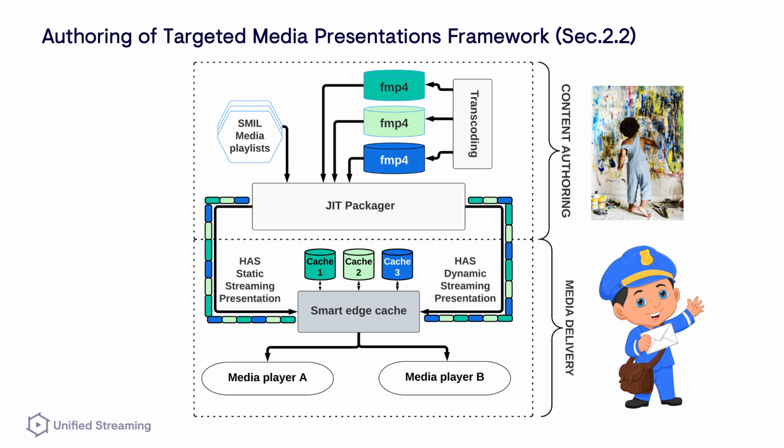This we call the media delivery component. So basically we present the framework with two components: the content authoring, which is transcoding to CMAF, fMP4, and just-in-time packaging, and then the delivery component, which includes a smart edge cache to enable efficient caching of the targeted media presentations. That's also where the collaboration with Varnish came in.